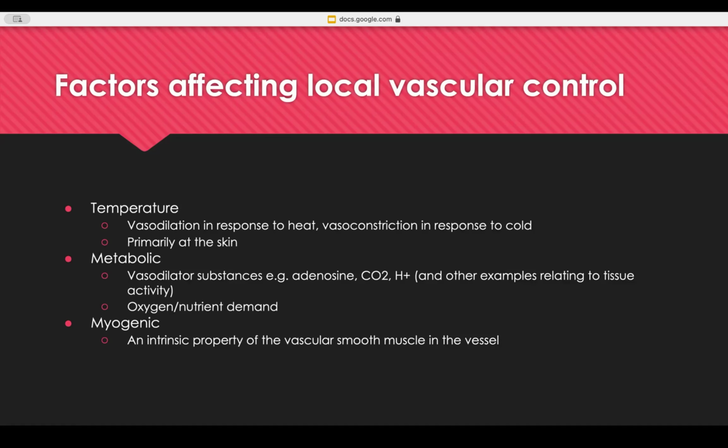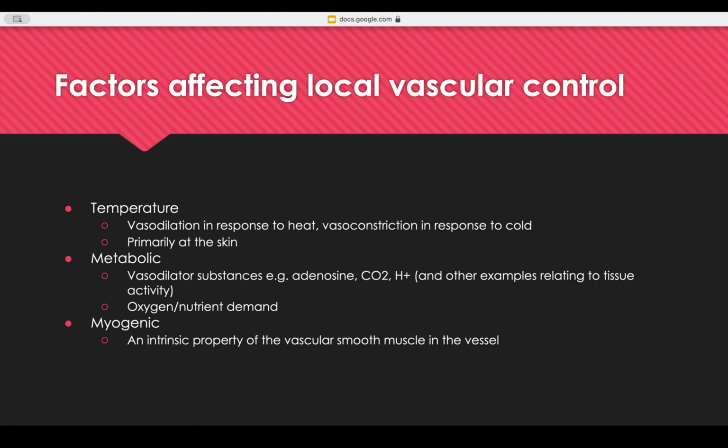So there are a few factors affecting local vascular control. One of these is temperature, and this is nicely demonstrated in your skin, where there's vasodilation in response to heat and vasoconstriction in response to cold, which helps your body regulate its temperature.